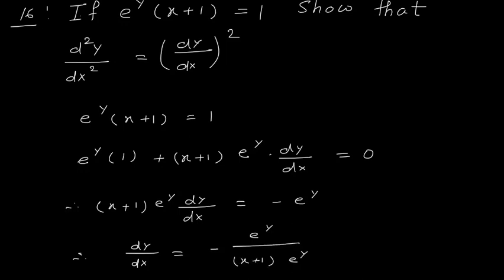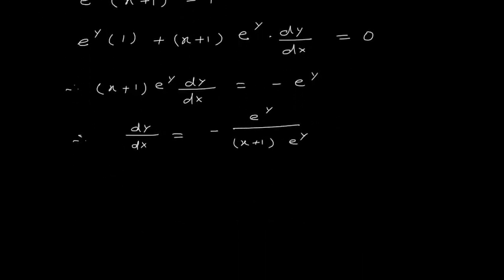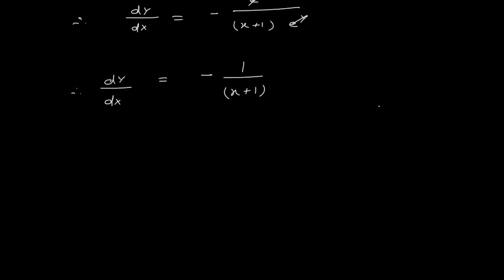This e^y and e^y will cancel. So therefore we have dy/dx = -1/(x + 1). We differentiate it again. So therefore d²y/dx² is, on differentiating, 1/(x + 1)². Okay, that's 1 upon (x + 1) squared, so that minus sign comes here. Now this is the value of d²y/dx².